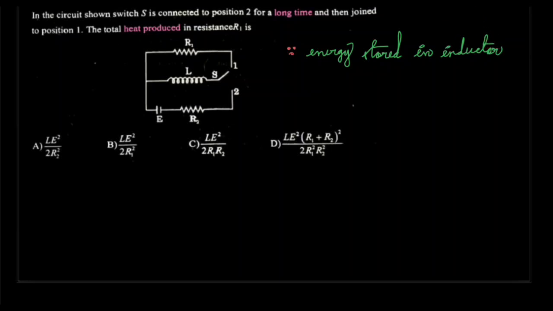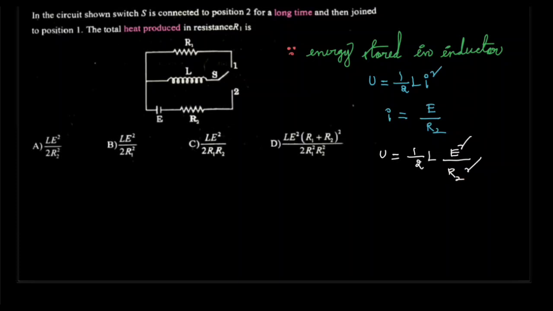That energy stored in the inductor can be written as U is equal to half into L into I square, right? So at steady state it will act like a short, therefore the current passing through this, I, is equal to E by the resistance, which is R2, E by R2. Therefore this energy U is equal to half L I square, which can be written as L E square by 2 R2 square, right?